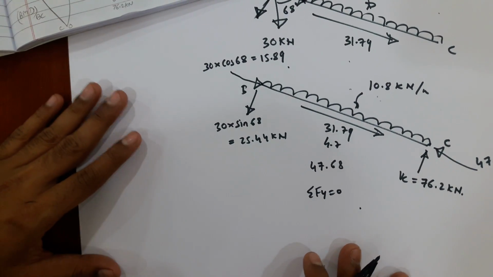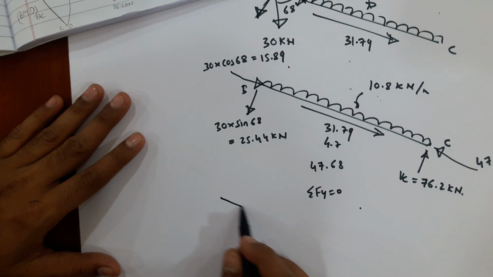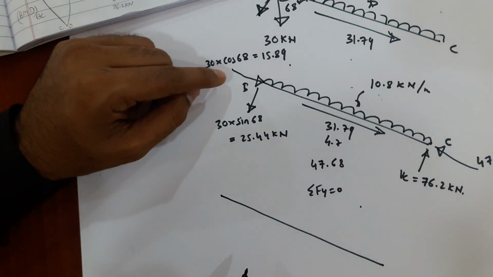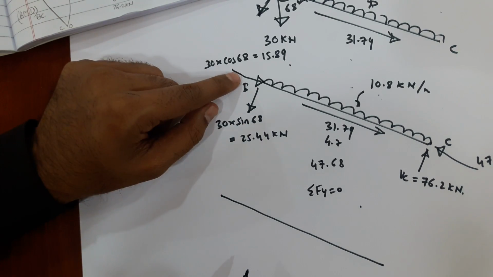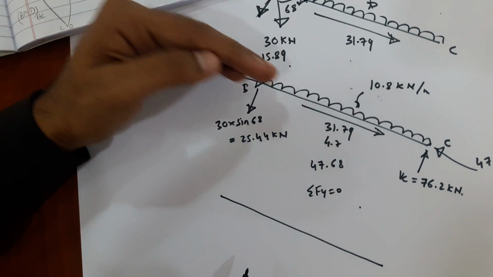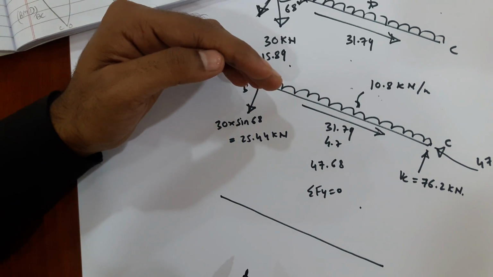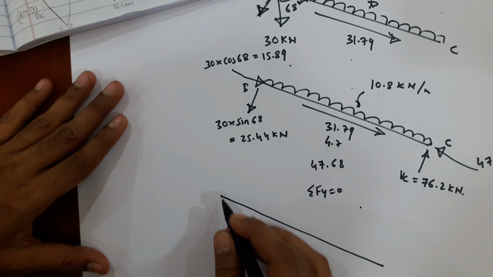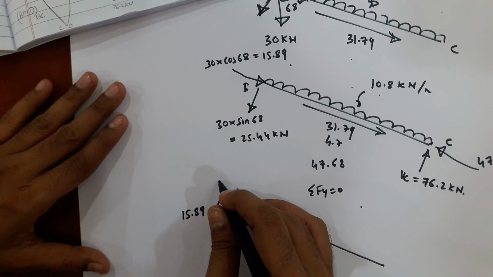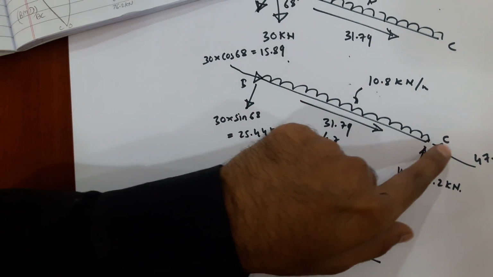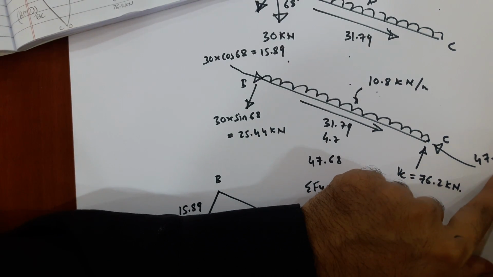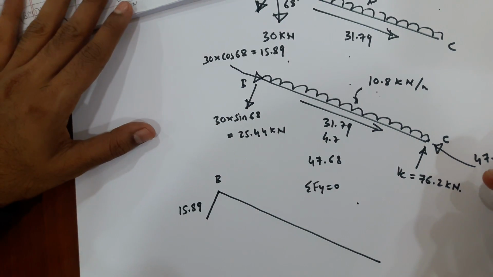Now if you want to draw the axial force diagram, draw the datum first. Here, axial force diagram for member BC. You have to see the forces along the member. At B, 15.89 is towards the joint. Towards the joint means it is compressive in nature. So we have to take minus 15.89 at B. The axial force at C is 47.68 kilonewton, which is also towards the joint.